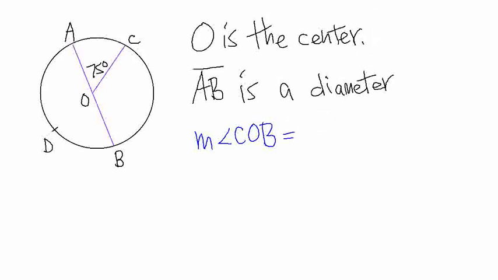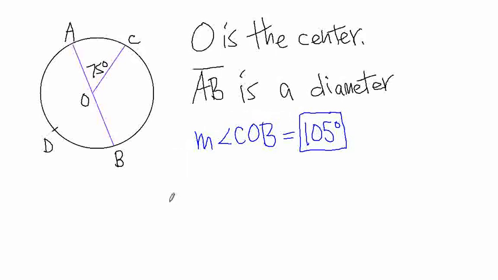Okay, so remember that a central angle corresponding to a diameter has a measure of 180 degrees. Can you see that the measure of angle COB is going to be 180 degrees minus 75 degrees? So, in other words, 105 degrees.